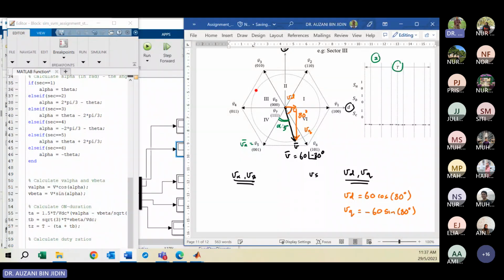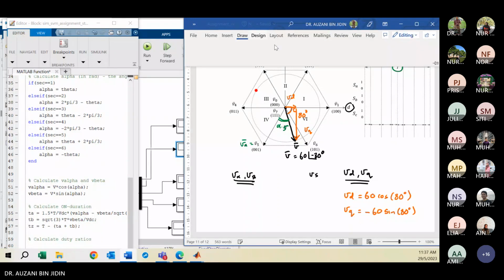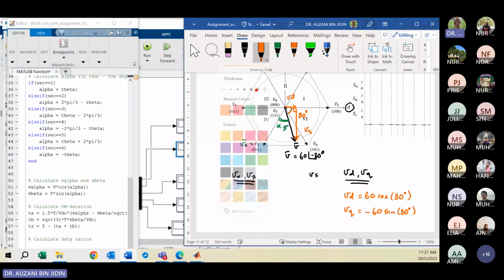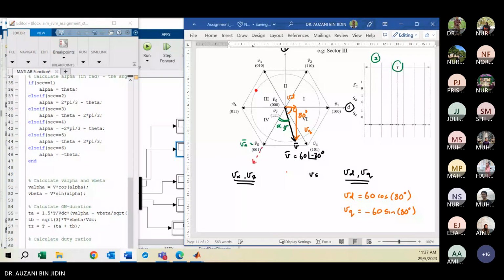So remember, you draw the VA in line with the alpha axis. So your alpha axis will be, maybe I draw a different color, the red color. So this is your alpha axis. And the beta axis will be where? This one or here? Here, right? So this will be the beta axis. Okay. The positive beta axis and alpha axis.